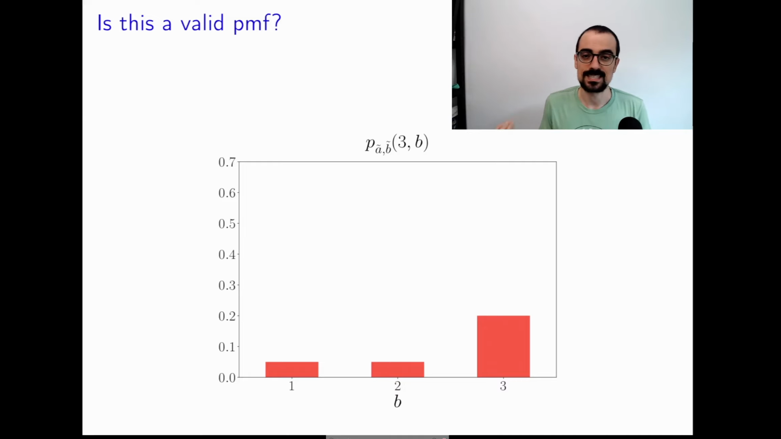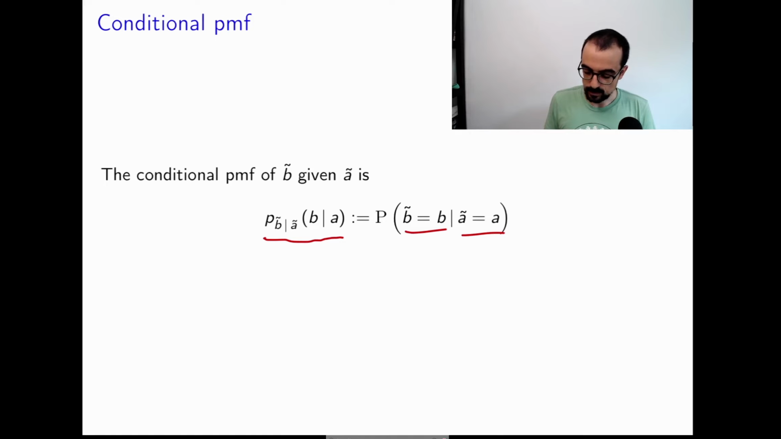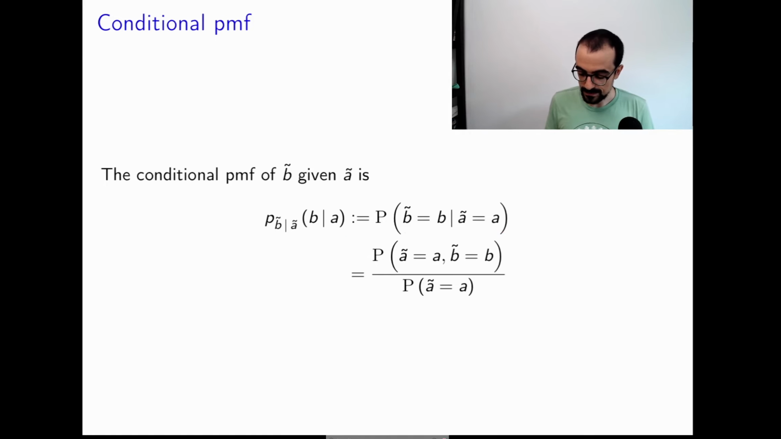So let me remind you, we're thinking of the conditional probability of B equal to a certain value, given that A is equal to another value, which is how we define the conditional PMF of B given A, which is what I'm talking about. A is fixed. Now what is the value of B given a certain value for A? If we look at that conditional probability, then we know that it's the probability of the intersection divided by the probability of A having that particular value.